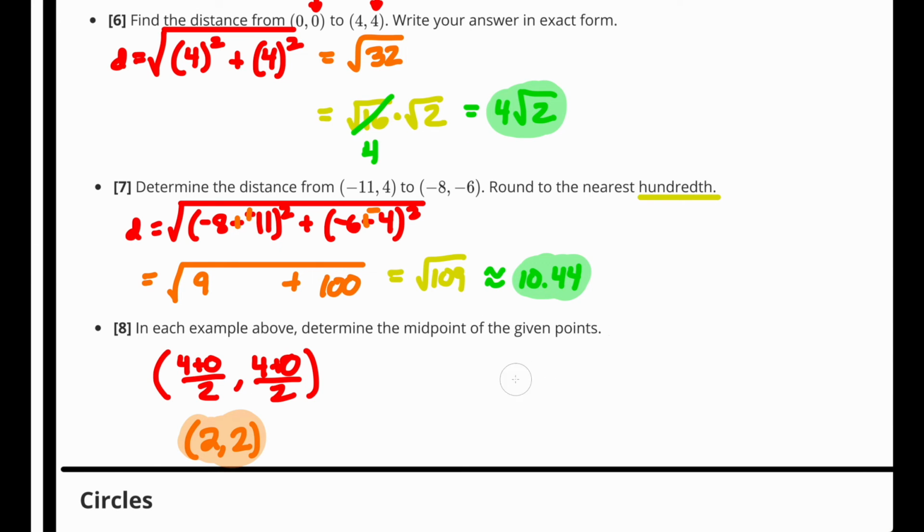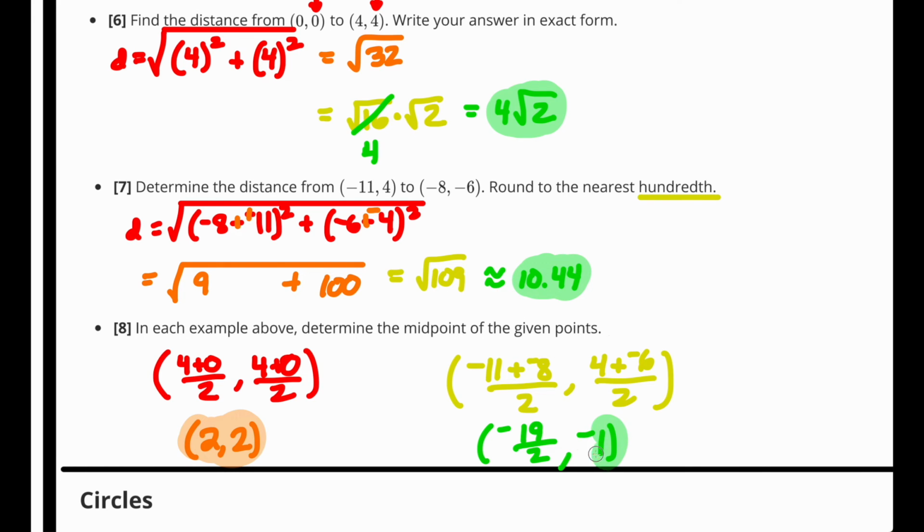Okay, number 7's midpoint, you'd have to do negative 11 plus negative 8 divided by 2, comma, 4 plus negative 6 divided by 2. And you'll have negative 19 over 2, comma, negative 2 over 2 is negative 1. And those are the two coordinates of the midpoints for examples 6 and 7.